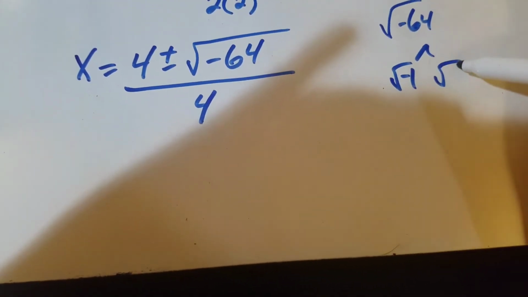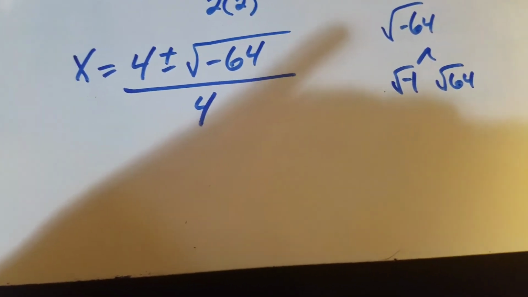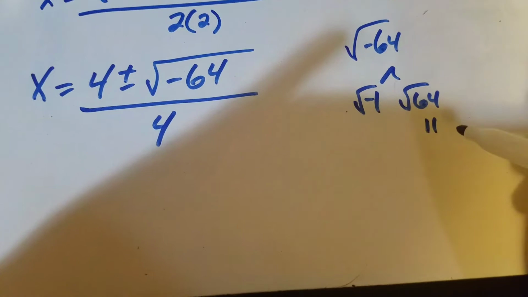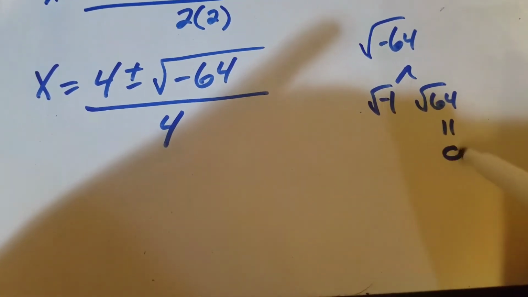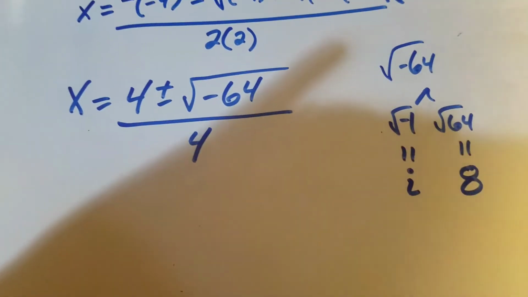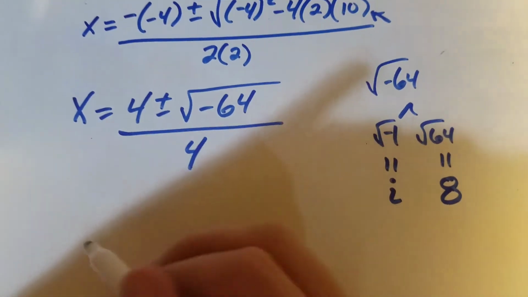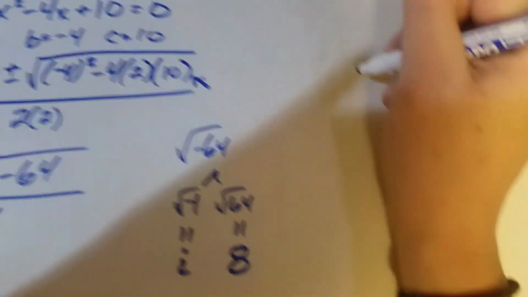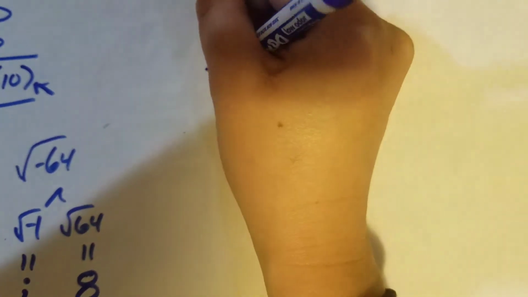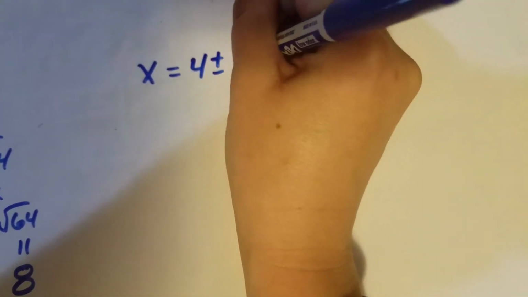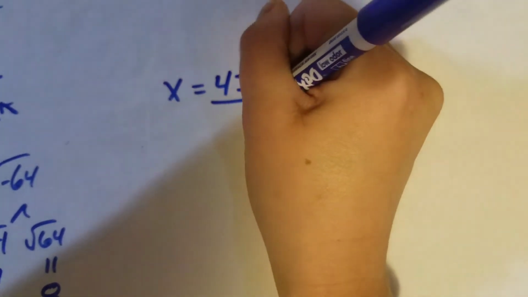So we would pull out a negative 1 since there's a negative sign. And we would say 64. This is Sydney's favorite square root. So the square root of 64 is 8. The square root of negative 1 is our i value. Okay, so we're going to put that back into our problem. So I'm just going to kind of write it over here. So we have x equals 4 plus or minus 8i all over 4.